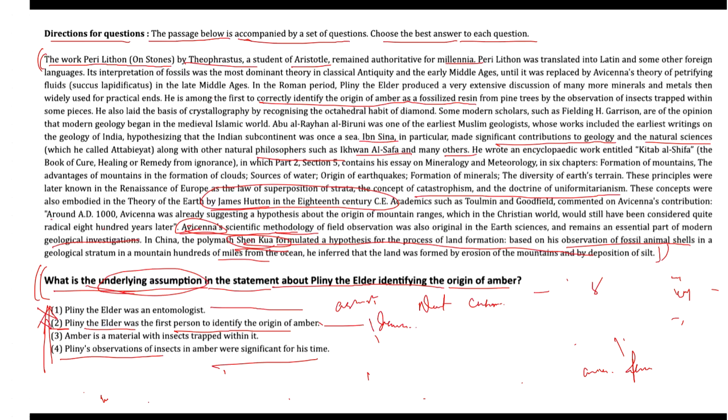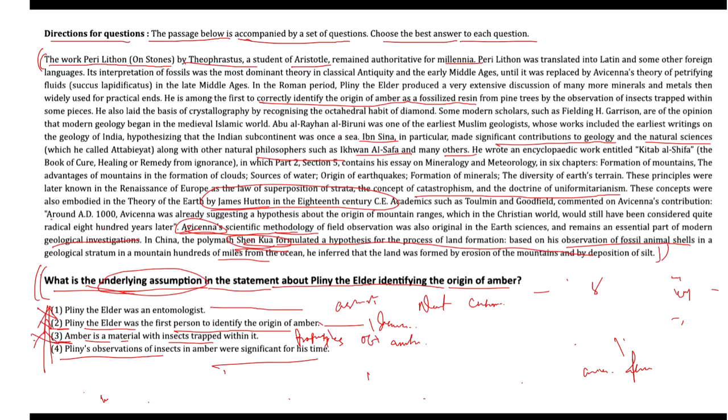Option three states amber is a material with insects trapped within it. So option three is about the properties of amber, but not about Pliny's observation. There is no requirement for this assumption in the statement about Pliny's work. So hence, option three is also eliminated.